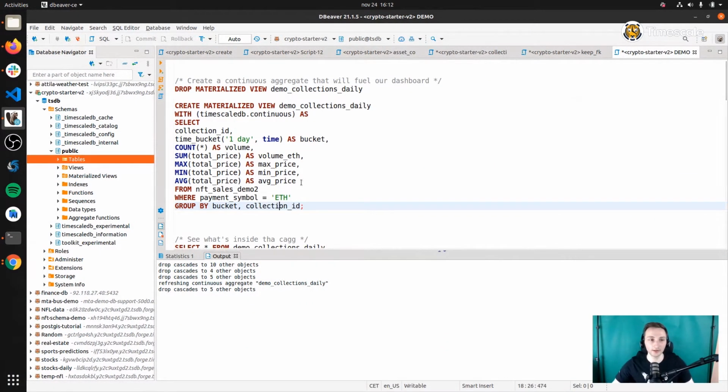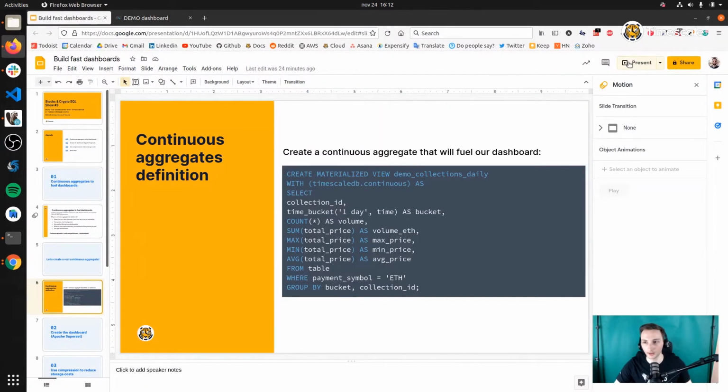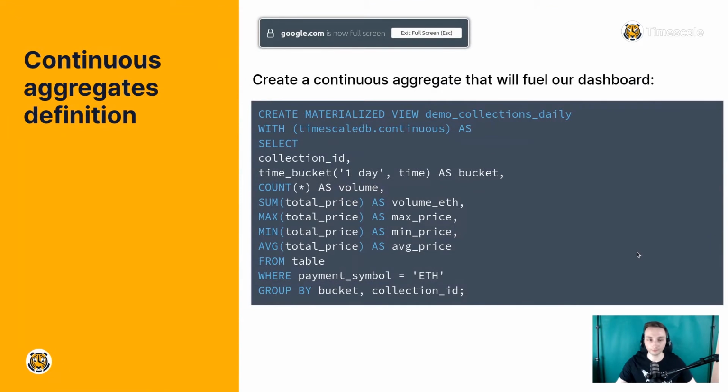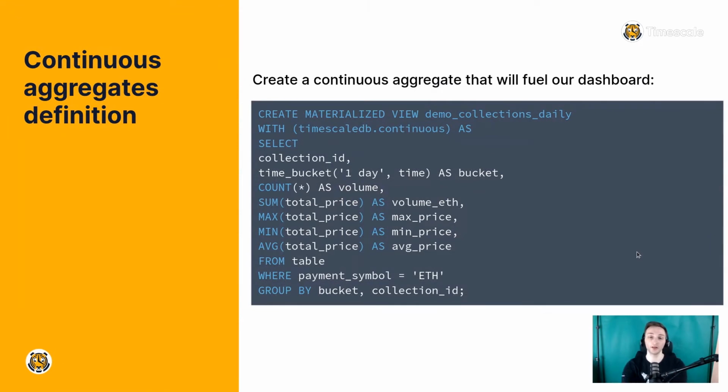Well, actually, I have a slide to show the materialized view, or the continuous aggregate. So this is the continuous aggregate that we are going to create. This is very similar to the one that we created in the previous stream. You can find the recording on YouTube. This one is using the NFT sales data set that the Timescale NFT starter kit has. If you have not heard about that, links will be in the description, or you can just Google Timescale NFT starter kit, and you will find the GitHub repository and the tutorial and everything else.